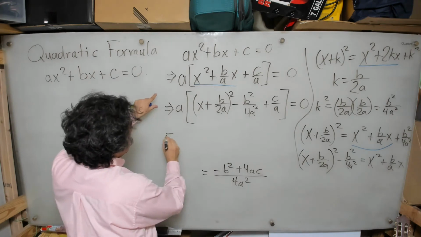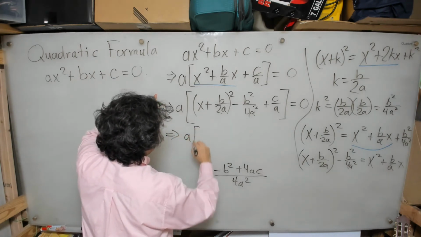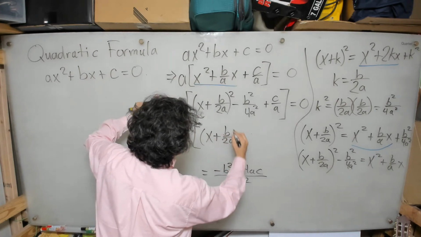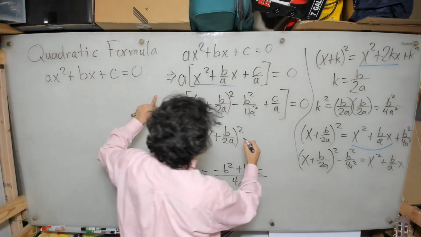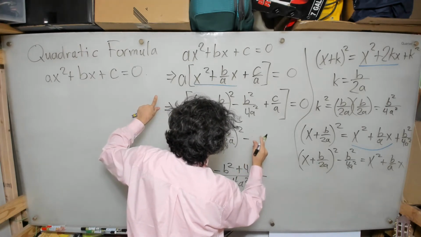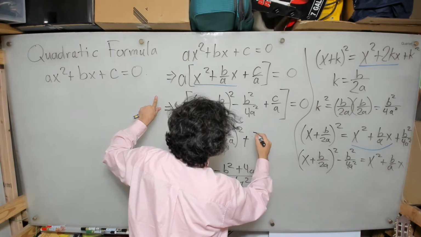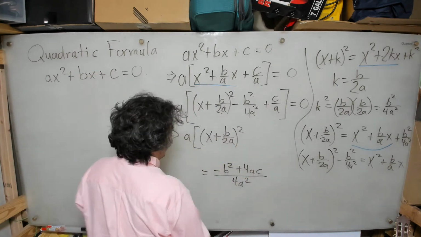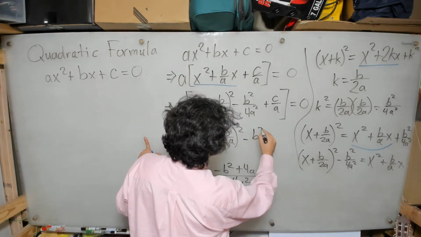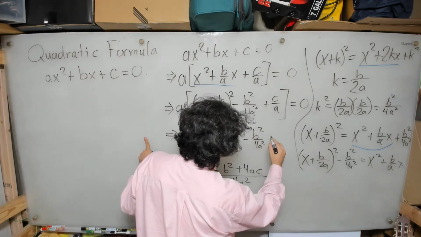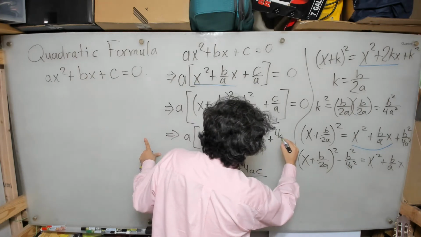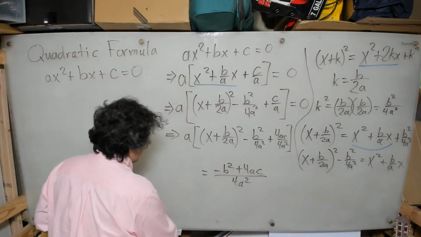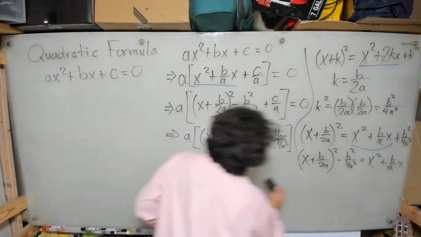So this line is going to become a times x plus b over 2a squared minus, or we could say plus negative, well, let's do it as individual pieces. But you're going to see that when we put it on the other side, it'll make more sense. So minus b squared over 4a squared plus 4ac over 4a squared. Okay? And that's still going to equal 0. So let me make room here for that.